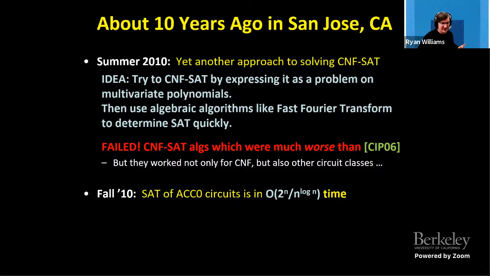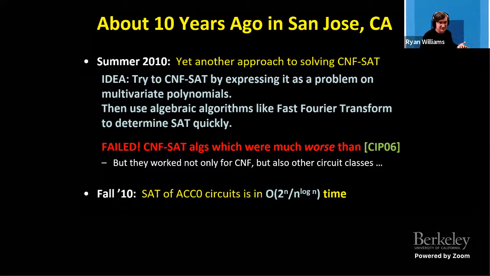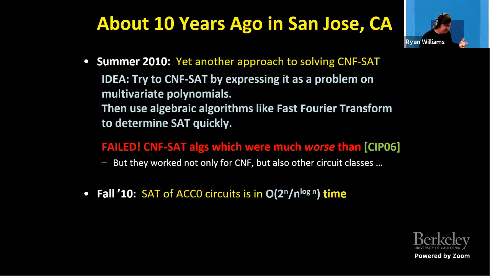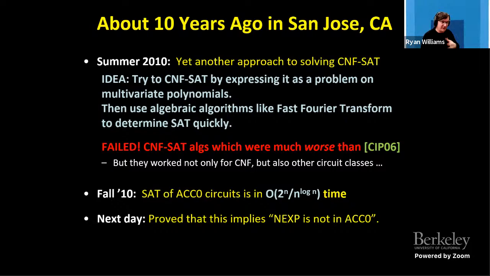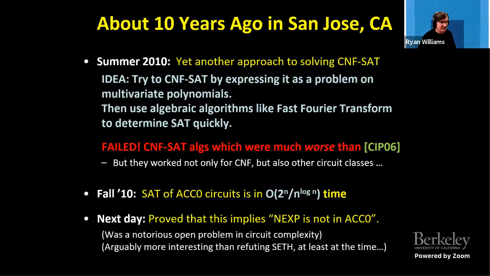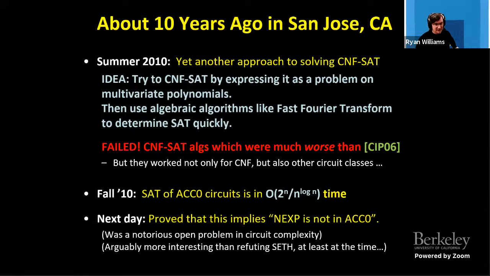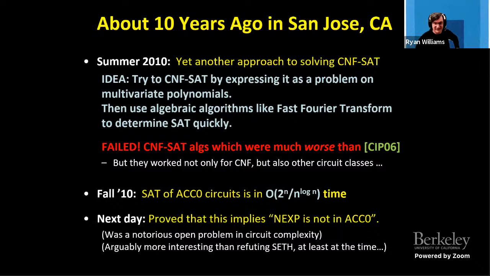So this looked pretty bad, but it was a SAT algorithm for a class that we didn't know any lower bounds for, we knew very little about. So I thought it was kind of interesting. And I had already shown in earlier work that if you had SAT algorithms in certain cases for certain kinds of circuit classes, then you could get circuit lower bounds. And so, I don't know, I stayed up for many hours, and by the next day I had proved that this implies so-called non-deterministic exponential time is not in ACC0. Whatever that means. This was a notorious open problem in circuit complexity for a couple decades at least. And it was arguably much more interesting than refuting SETH, at least at the time.